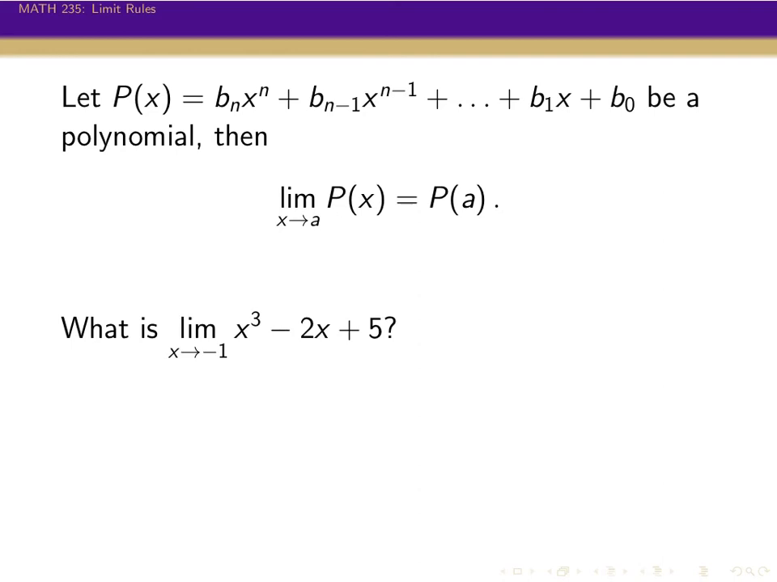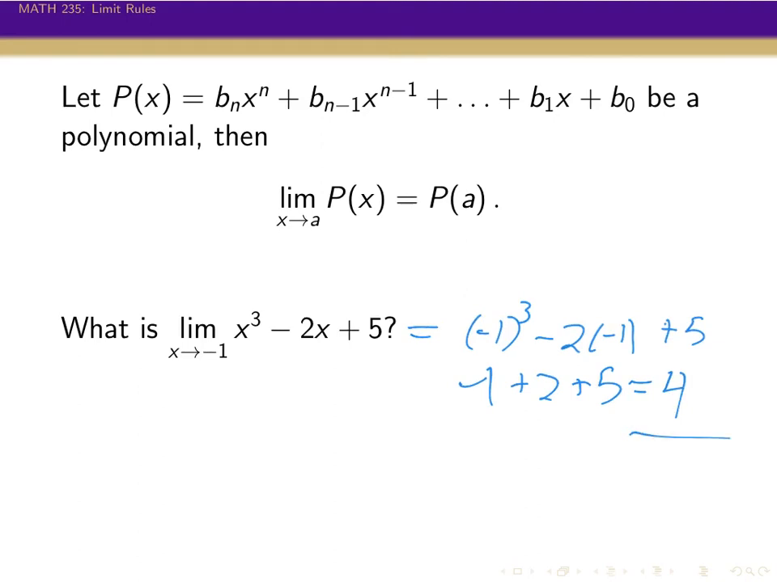So we can say, what's the limit as x goes to minus 1 of x cubed minus 2x plus 5? We just plug in minus 1 for x, so this is going to be minus 1 cubed minus 2 times minus 1 plus 5. And so minus 1 cubed is minus 1. Minus 2 times minus 1 is plus 2, plus 5. So this is 5 minus 1, which is 4. And we're done.